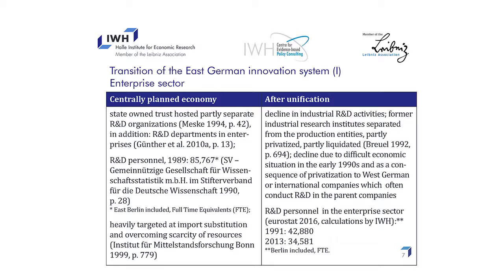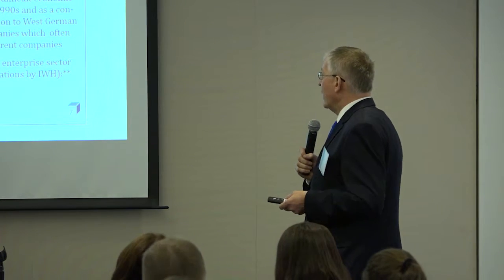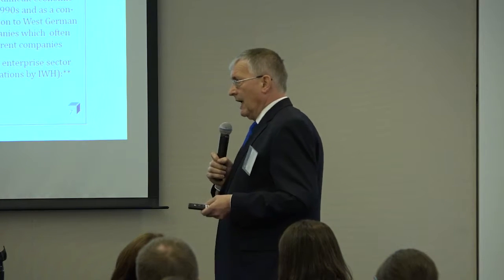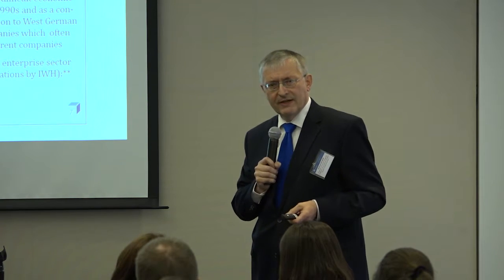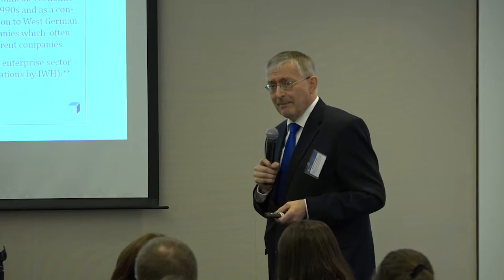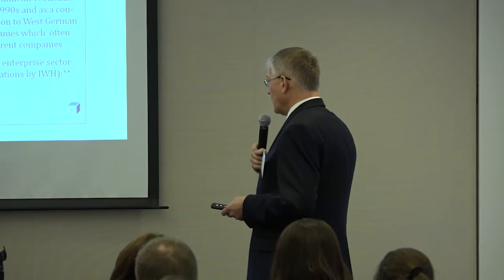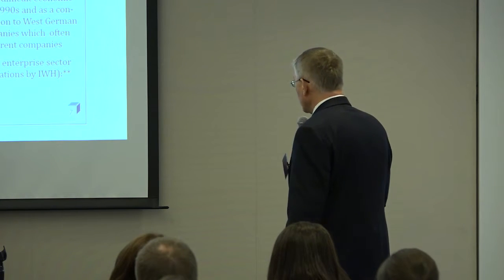Let's turn now to the innovation system. It consists of three pillars: the enterprise sector, the non-university public research sector, and the university sector. What about the enterprise sector? In the centrally planned economy of the GDR, the state-owned industrial trusts hosted partly separate R&D organizations, and in addition, almost each of the subsidiaries of these trusts had its own R&D department. Altogether, 86,000 persons were employed in R&D in the enterprise sector at that time. This R&D staff was heavily involved in developing products and technologies for the purpose of import substitution and for overcoming system-immanent scarcity of resources.